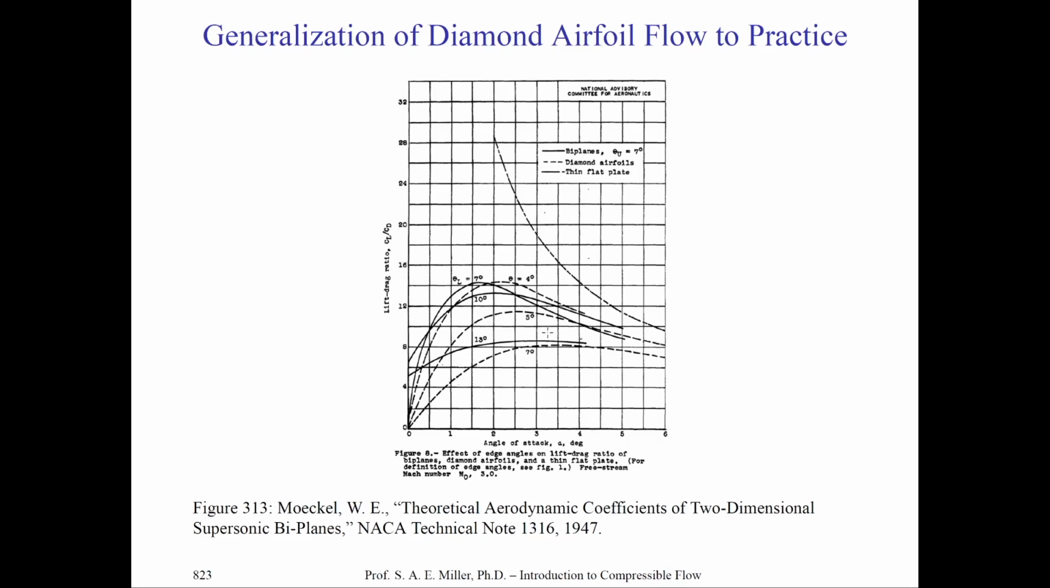Now you'll see, of course, the diamond airfoil is this dashed line, which goes to 0. The thin flat plate is the dashed long line here, which goes up asymptotically. And of course, you can see for the diamond airfoil, the biplane, you actually get excellent performance. In fact, the peak performance at an angle of attack of about 1.5 degrees has a lift-drag ratio, coefficient of lift to coefficient of drag, of maybe 14 or 15.